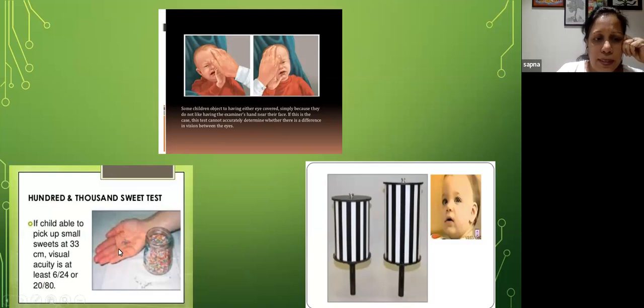Another test which is very easy is the 100s and 1000s sweet test, in which you get the cake decorations that you get in the shops, in the departmental stores, the round sweet balls, and you put them in the palm and ask the child to pick them up. What we do is first put a sweet ball in the mouth of the child. Now the child knows that there is something in the hand which he likes and needs to take. So they pick it up, and this is a very good test. The child picks up even very fine cake decorations, and this corresponds to around 6/24 vision.